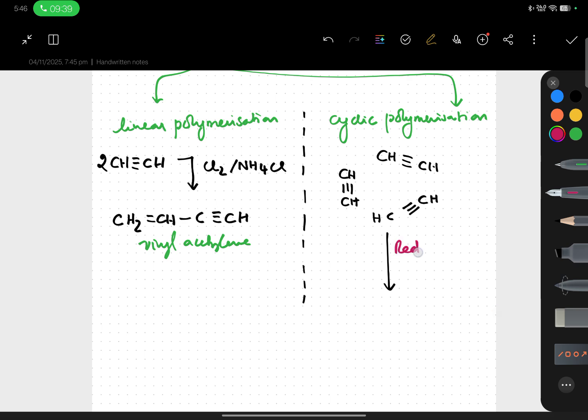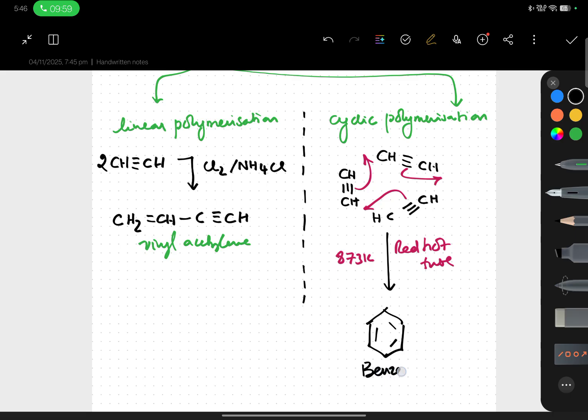So when it is passed through a red hot tube at 873 Kelvin, what will happen? This bond goes here, this bond goes here, and this bond moves. As a result, you will get a cyclic molecule like this, which is nothing but your benzene. Please make a note, ma.